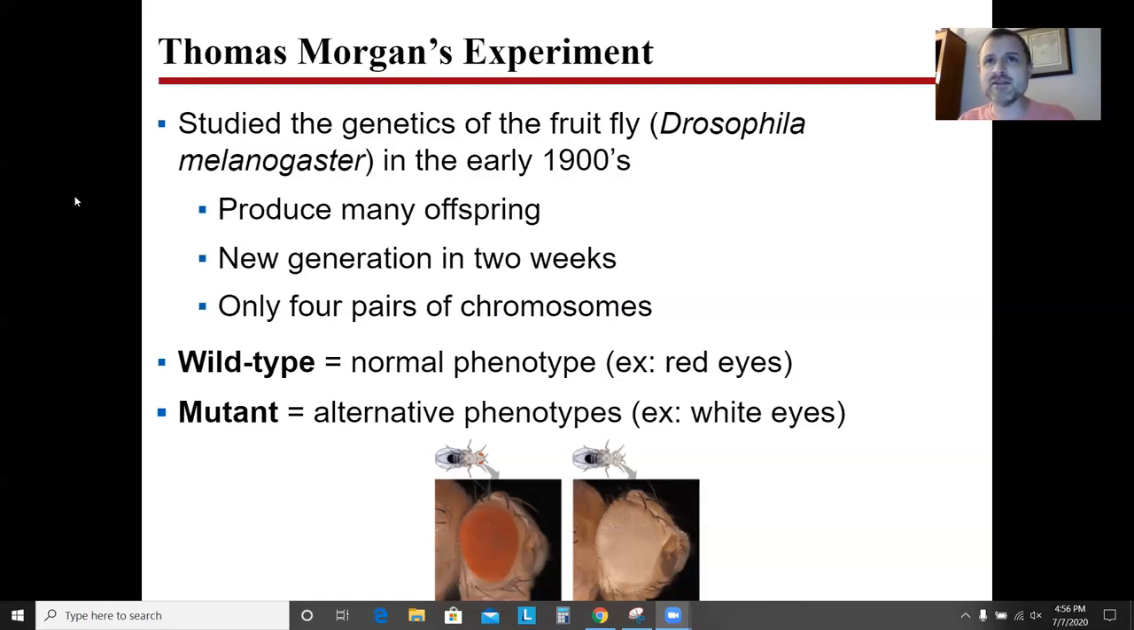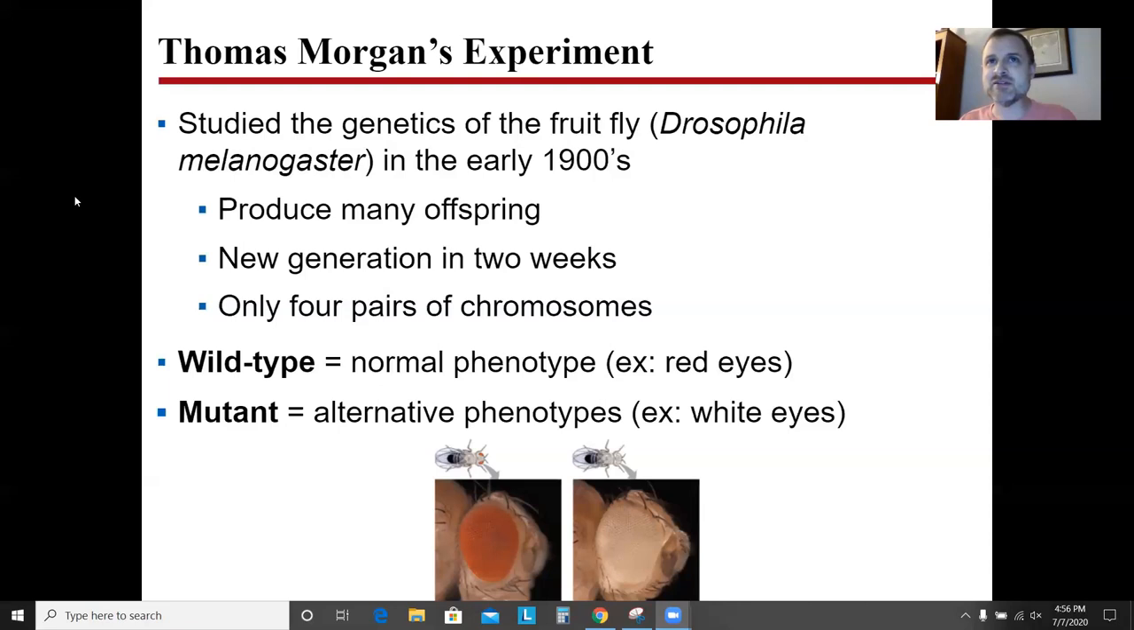Now, Morgan, this is actually a fascinating story, because he crossed fruit flies for many, many years. He counted thousands of fruit flies. And one day in his lab, he walks in and finds a fruit fly that had white eyes. That's a mutant type. It was a random mutation in one of his flies. What's interesting is, if that hadn't happened, we wouldn't be talking about this, or maybe somebody else would have. It's serendipity.